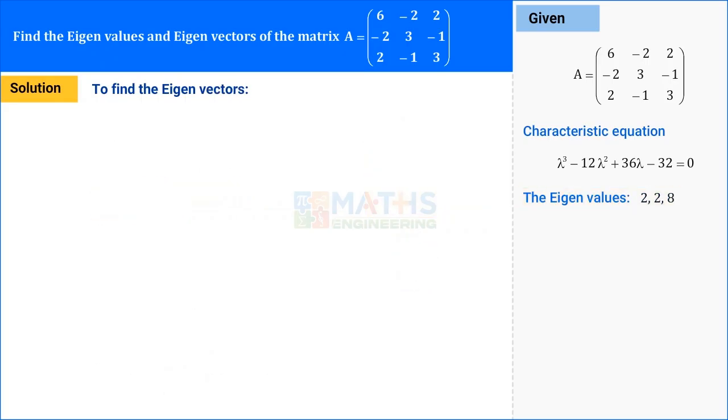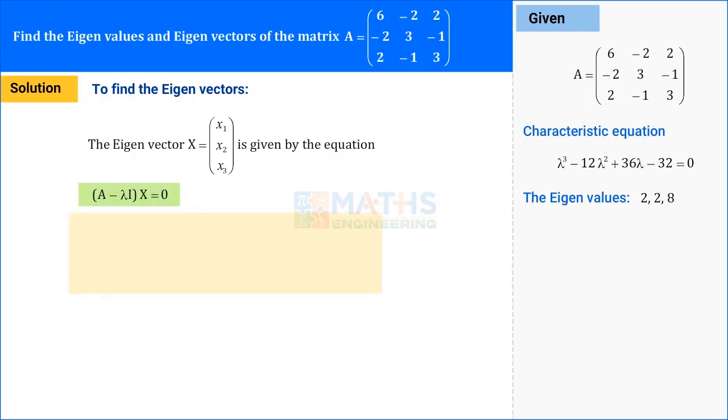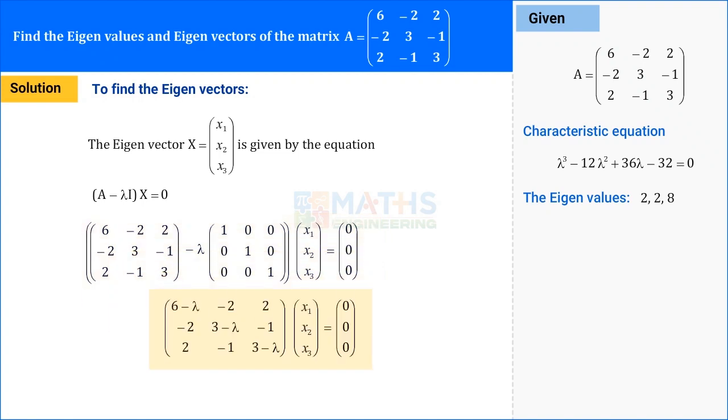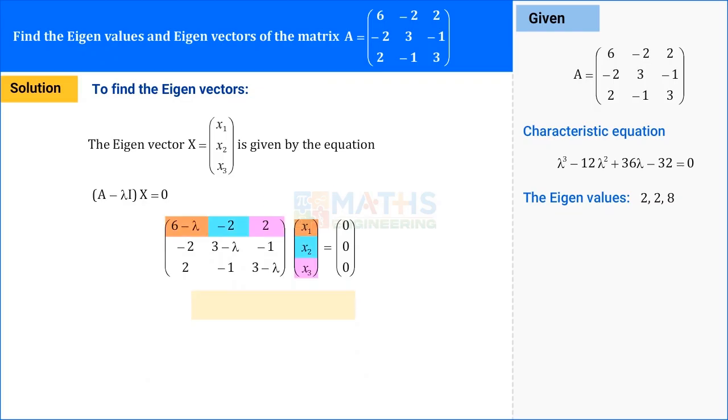Now we are going to find the eigenvectors. To find the eigenvectors, we have the equation (A minus lambda I) into x is equal to 0. We are replacing the given matrix A minus lambda into the identity matrix 1 0 0, 0 1 0, 0 0 1, and the matrix x equal to 0. Now we multiply and reduce this one. When we multiply the first row with x1, x2, x3, we get the first equation.